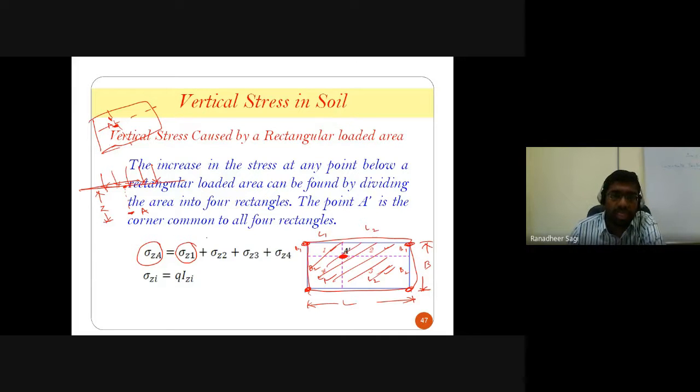That totally gives me the vertical stress that is getting developed at that chosen point, which is at a depth of z below the ground surface. Now, in case this so-called A dash point that I am looking at is at the center, it means I want to calculate at the center of your rectangular loaded area how much is going to be my vertical stress that is getting developed at a depth of z meters below the ground surface.